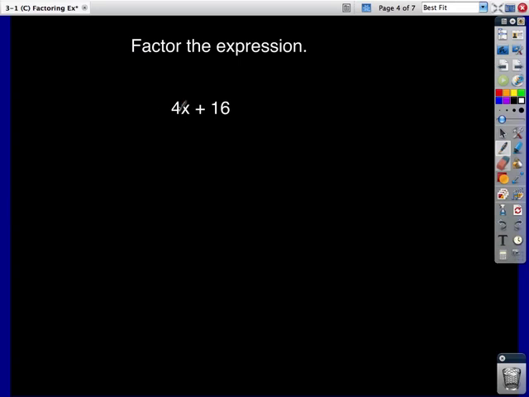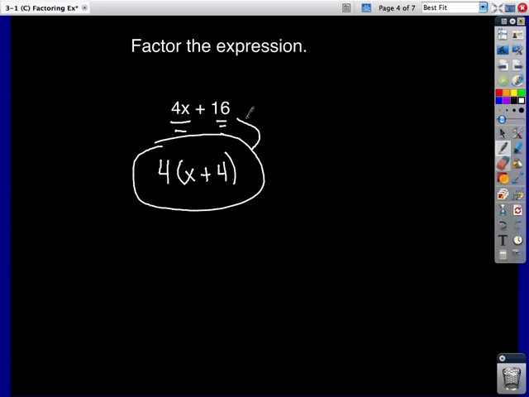You simply look at your terms. Remember, this is a term and this is a term. And you think, is there a common number that can be pulled out? Well, I see a 4. If I pull the 4 out and wrote something like this, would it equal this up here? Well, it would, because 4 times x gives me 4x, and then 4 times 4 is 16. So I looked at the coefficient of this term, 4, and this number here, 16, and I noticed that 4 went into both of them. So I pulled 4 out.